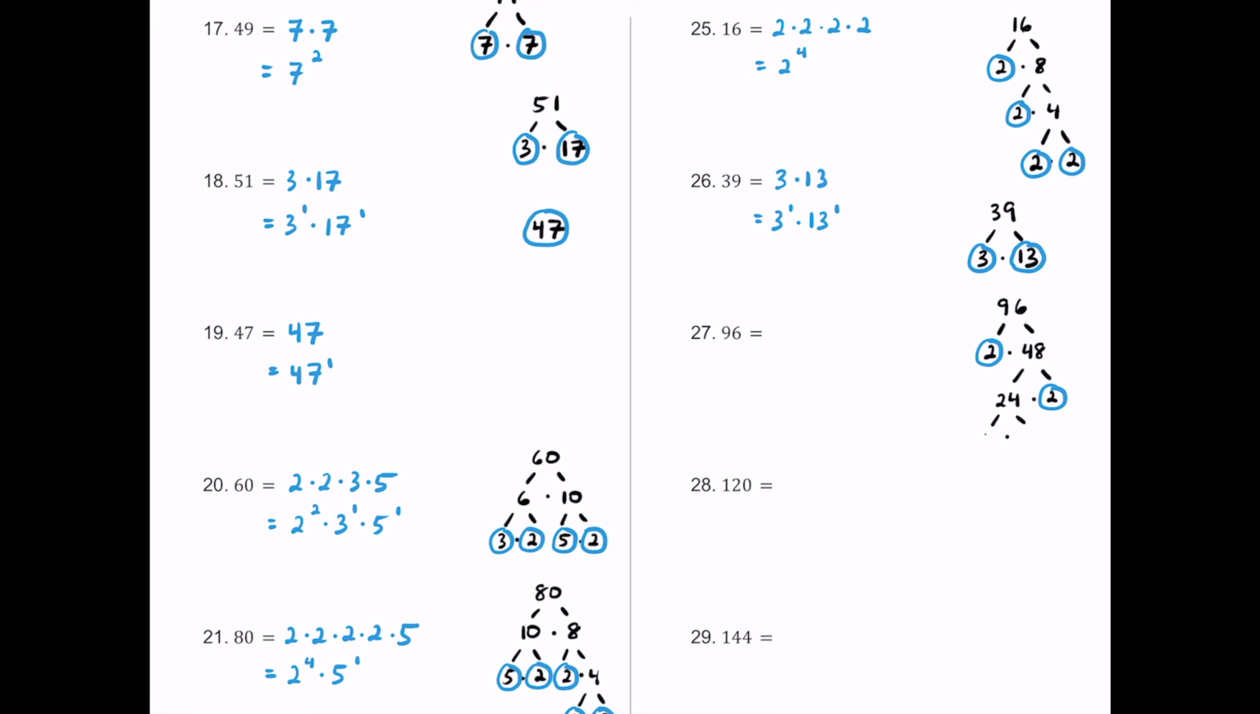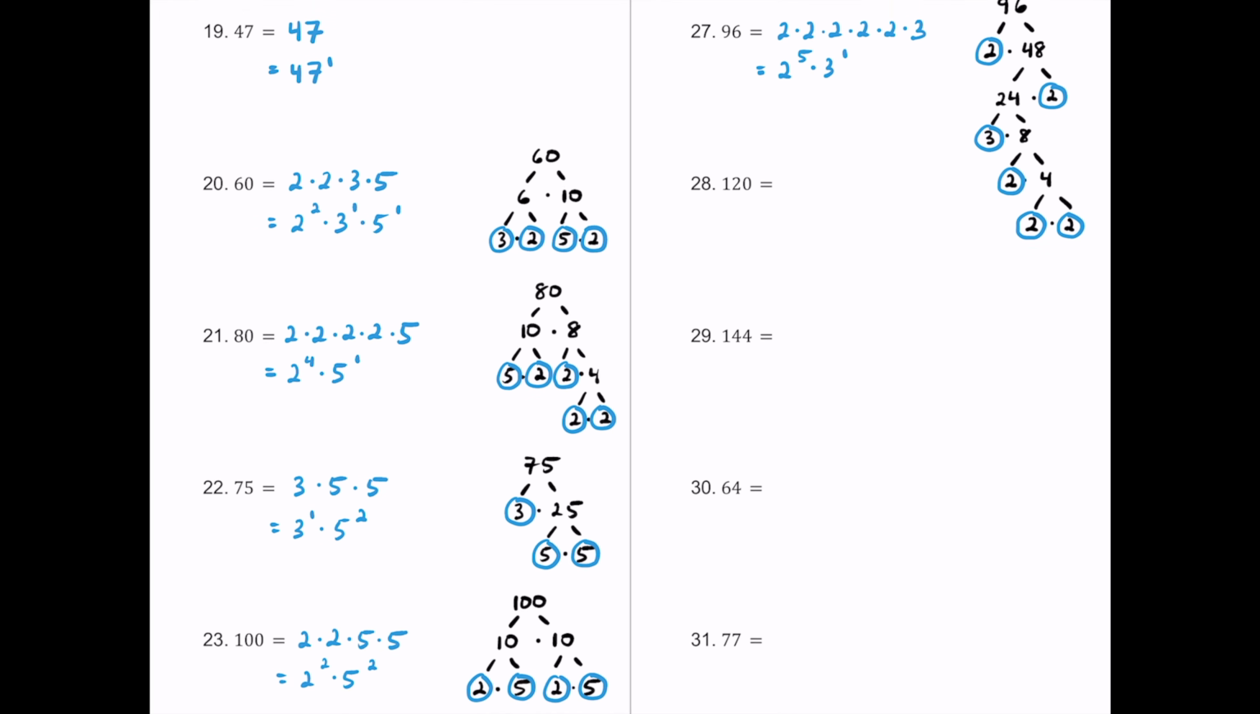24 we can break into 3 times 8. And I'm going to circle the 3. 8 is going to break into 2 times 4. I'm going to go ahead and circle that 2. And this 4 we can break down just a little bit more, and I'm going to say that's going to be a 2 and a 2. And I think we have all our prime factors now. So for 96, we have, I think, 5 2s, 1, 2, 3, 4, 5, and 1 3. And using exponents, we can say there are 5 of these 2s multiplied by 1 of these 3s to get 96. Moving on down to number 28.